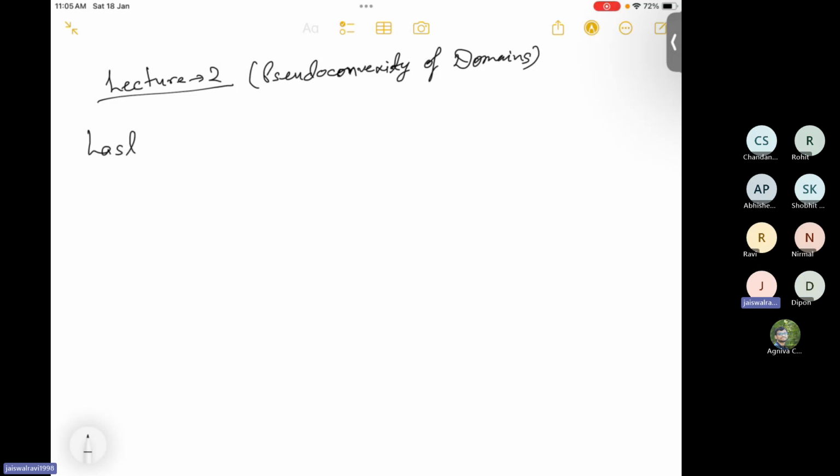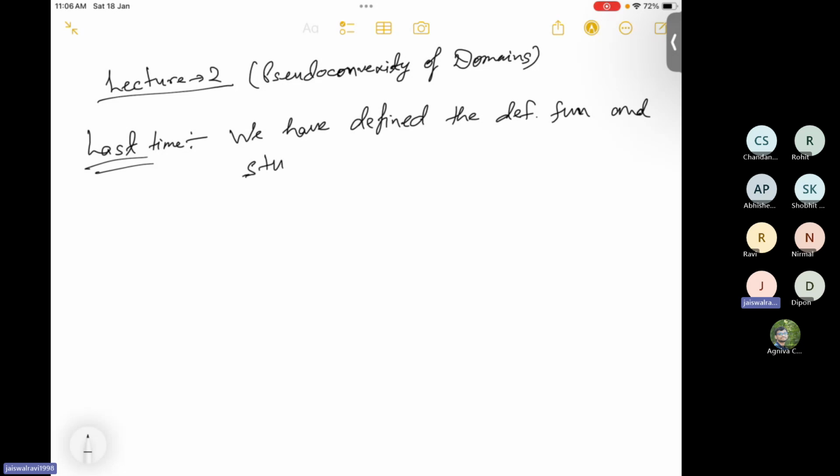So, let's recall what we did last time. Last time we defined the defining function and studied the analytic convexity of domains. Okay, so let us recall the theorem which we proved last time.